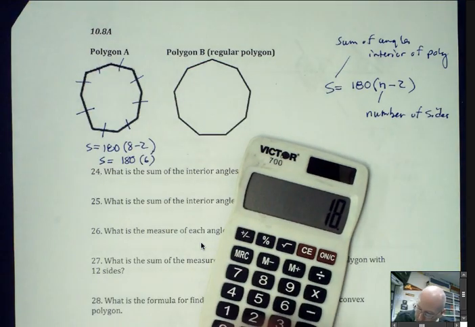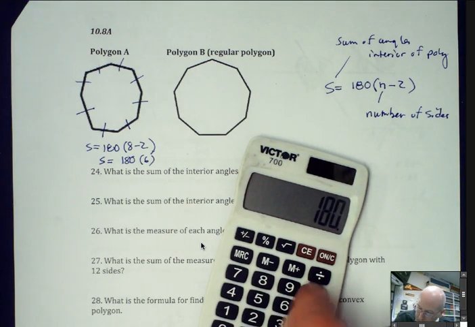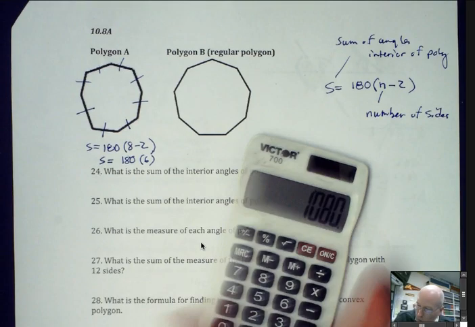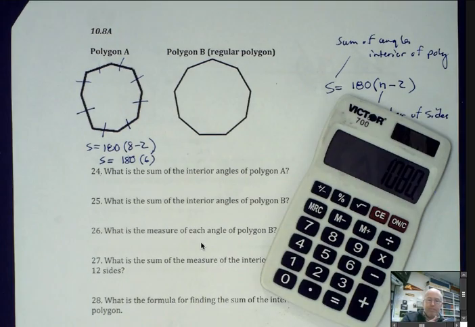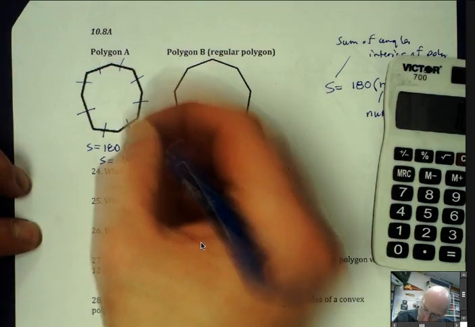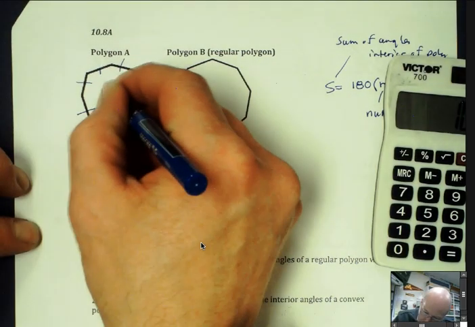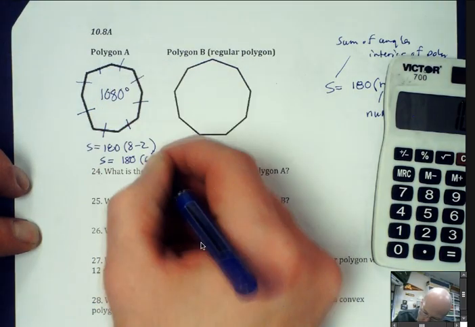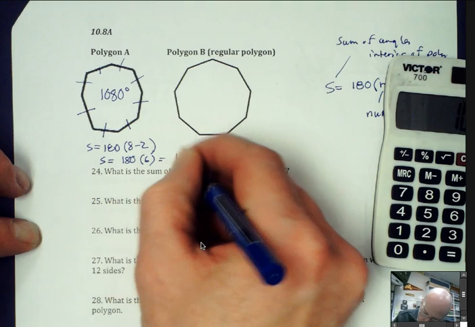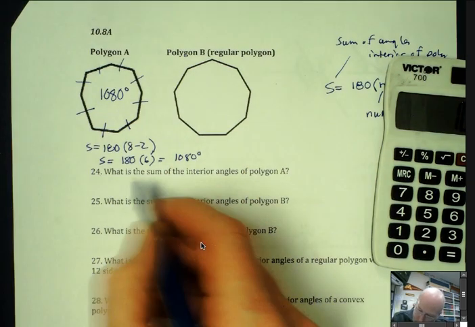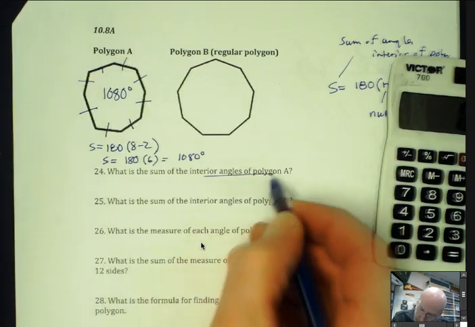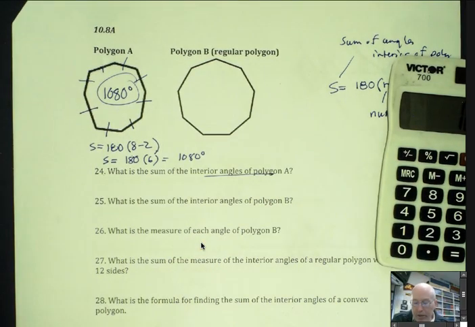180 times 6 is 1080. Looks good. So the total sum is 1080 degrees. I'll write it down here too. Equals 1080 degrees. All right, what is the sum of the interior angles of polygon A? The sum is 1080 degrees.